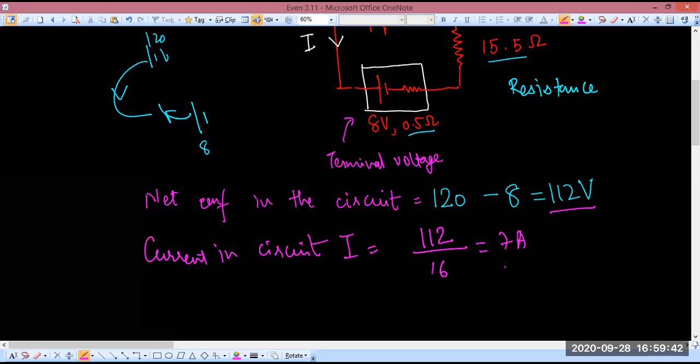So this is 7 amps, all right? Then alpha it will be 0. Okay.